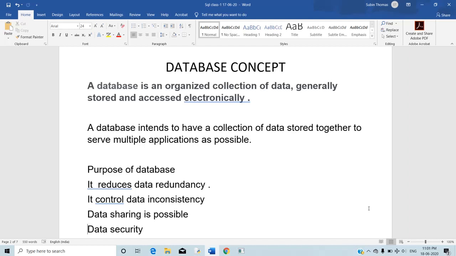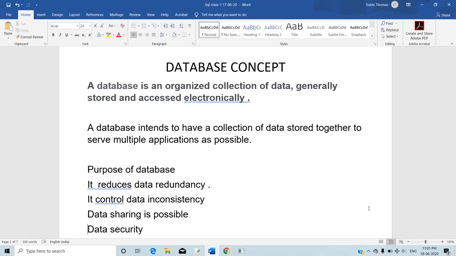Now we can see what are the different purposes of a database. The first main purpose of a database is that it reduces data redundancy. Data redundancy means data duplication. Data duplication means the same data will not occur again in the database. It will occur only once in the database. So a database reduces data redundancy.